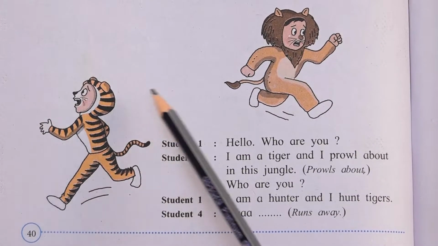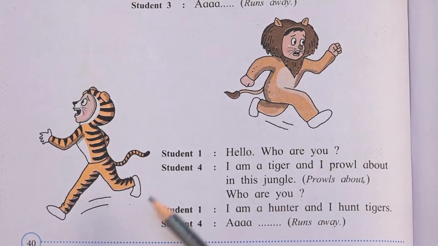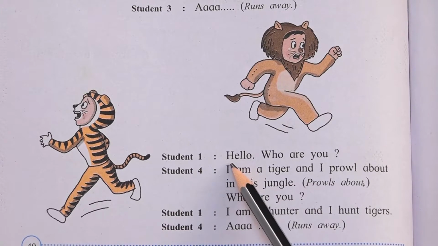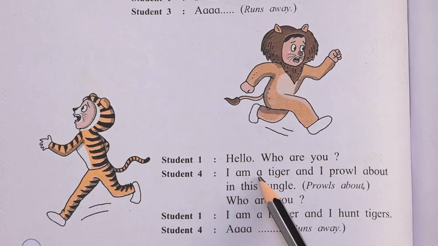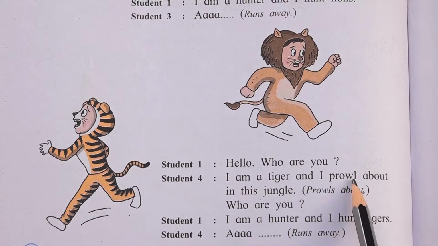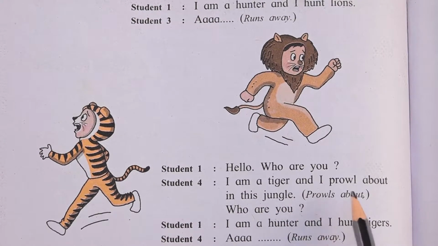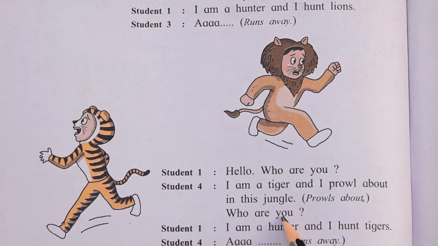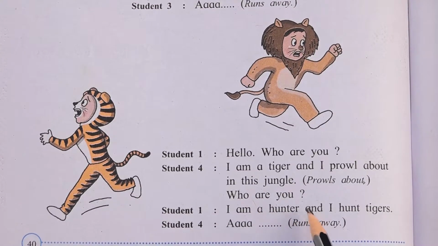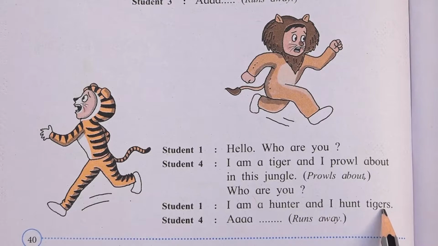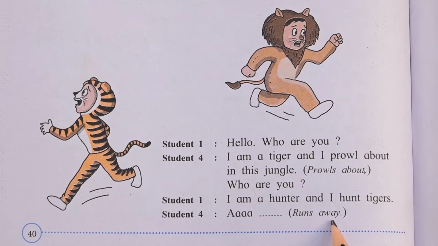Children, who is this? This is a tiger. Student 1. Hello, who are you? Student 4. I am a tiger and I prowl about in this jungle. Prowls about. Who are you? Student 1. I am a hunter and I hunt tigers. Student 4. Ah! Runs away.